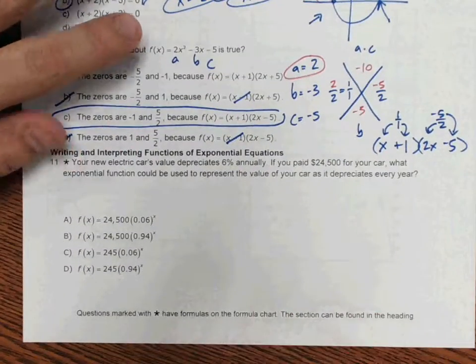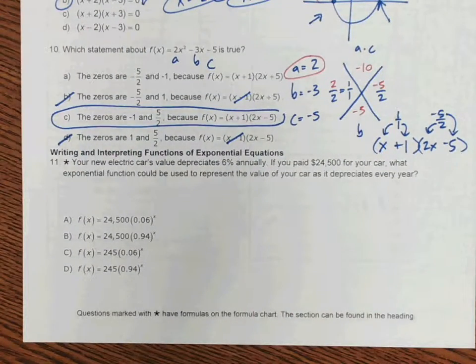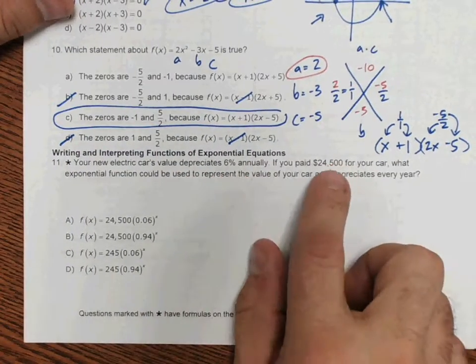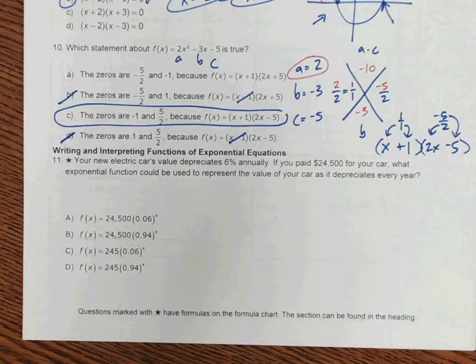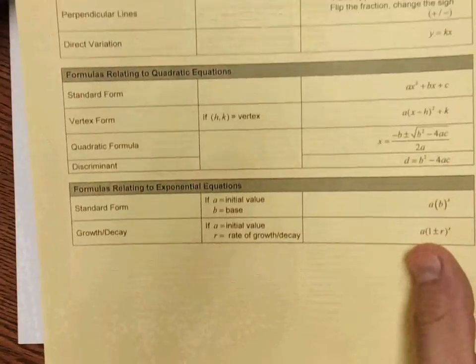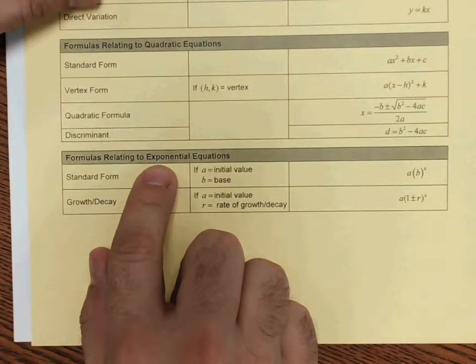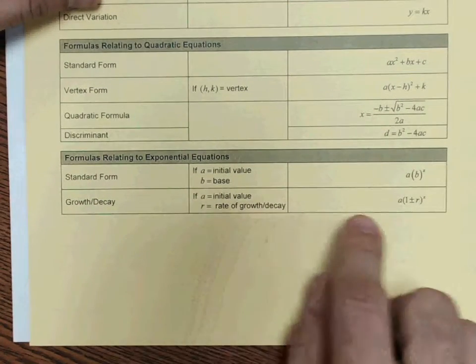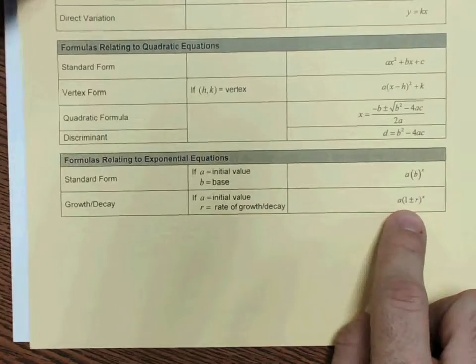Number 11 says, your new electric car's value depreciates by 6% annually. If you paid $24,500 for your car, what exponential function could be used to represent the value of your car as it depreciates every year? Now, we're talking about depreciation, we're talking percentages, we're talking initial values, which means we're going to go to our formulas relating to exponential equations. This is a growth or decay, which is A equals 1 plus or minus r to the power of x.